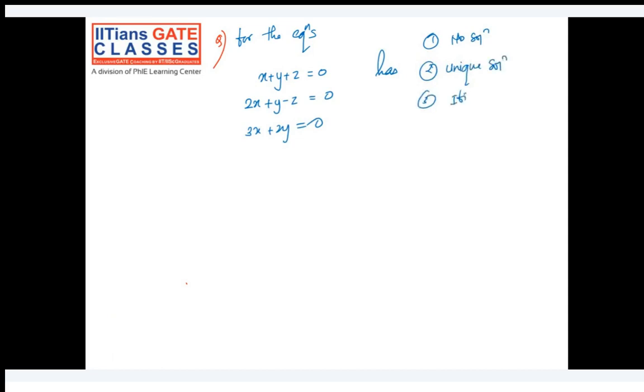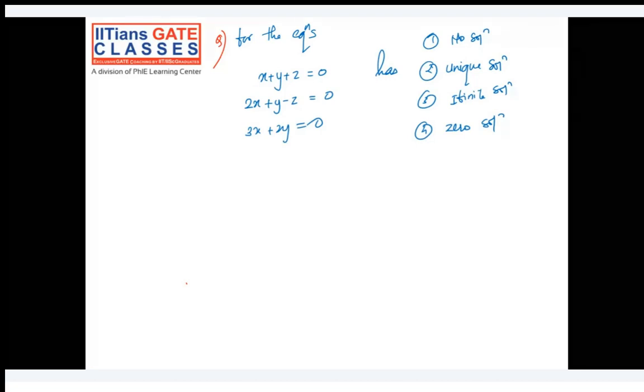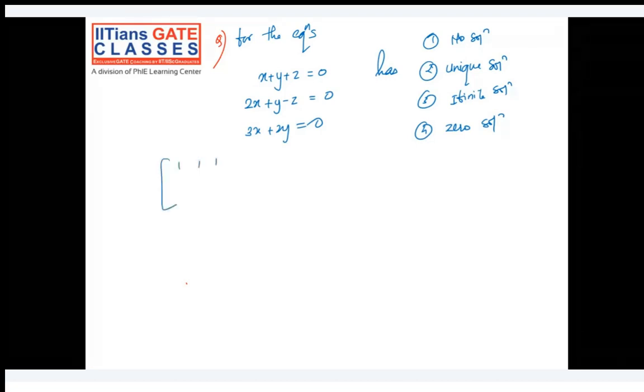So the first step, as I said, is you have to write the given set of equations in matrix form. 1, 1, 1, 2, 1, minus 1, 3, 2, 0, times x, y, z equal to 0, 0, 0. Let me read the question again. 1, 1, 1, 2, 1, minus 1, 3, 2, 0.